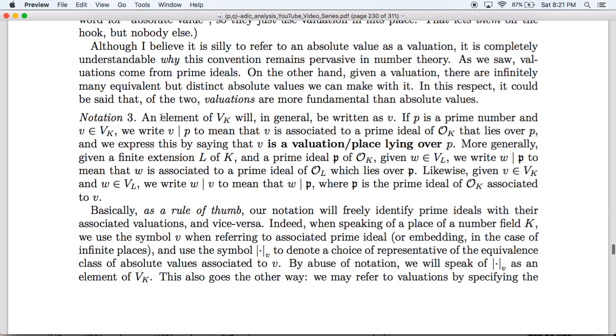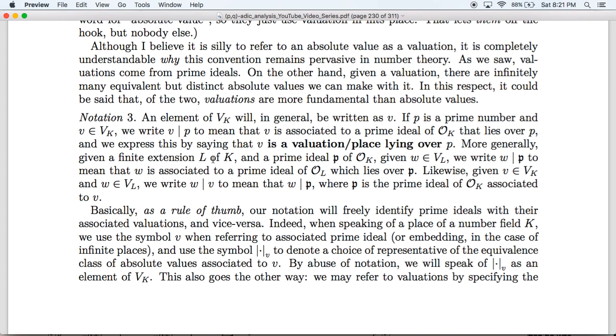So, an element of V_K, our space of absolute values, will in general be written as v. If p is a prime number and v is in V_K, I then write v divides p to mean that v is associated to a prime ideal of O_K that lies over p, and I express this by saying that v is a valuation or place lying over p.